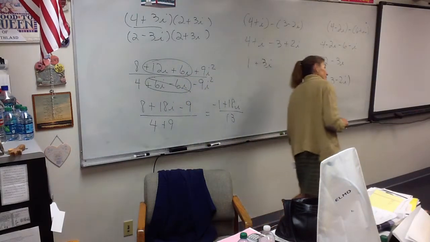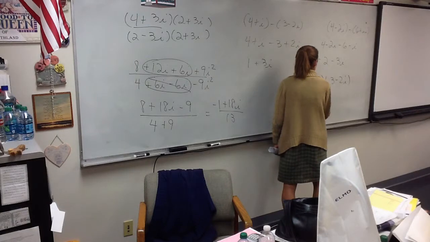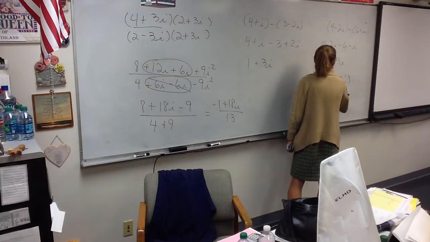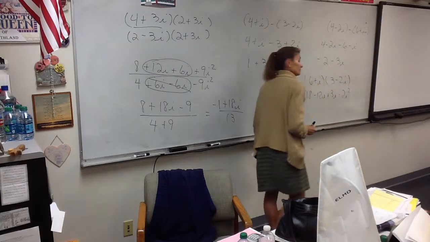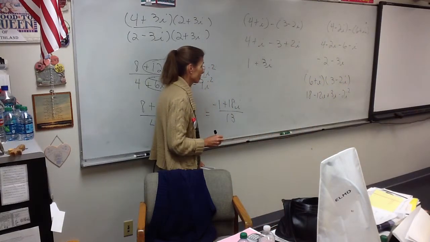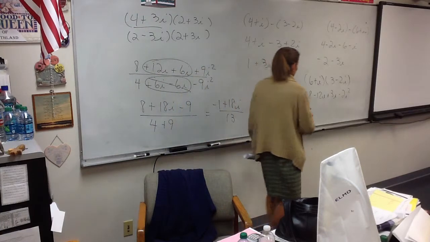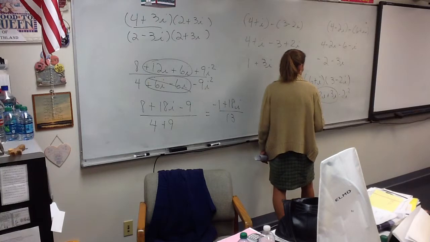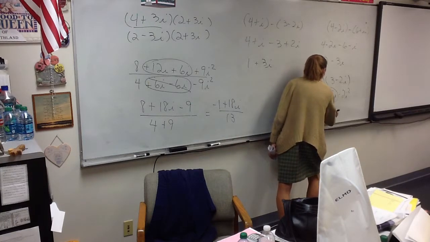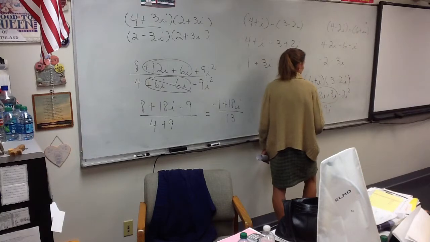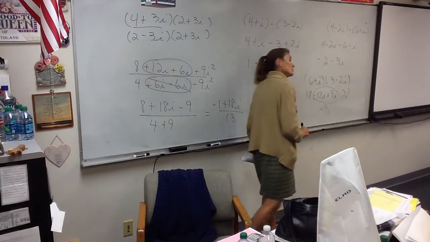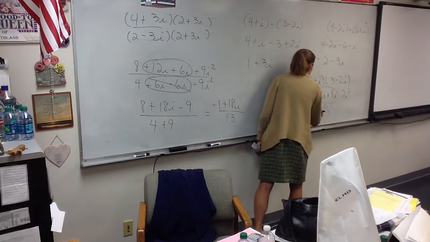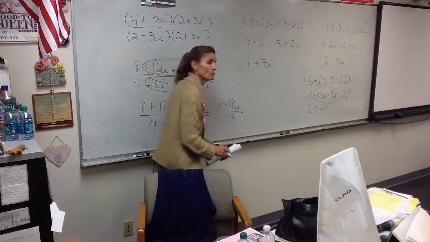Distribute or FOIL, right? So that would be first, outside, inside, and last. Do my insides add together? Yeah. Negative 9i. Tell me about negative 2i squared. 2. Plus 2 plus 18 gives me 20 minus 9i would be the answer.